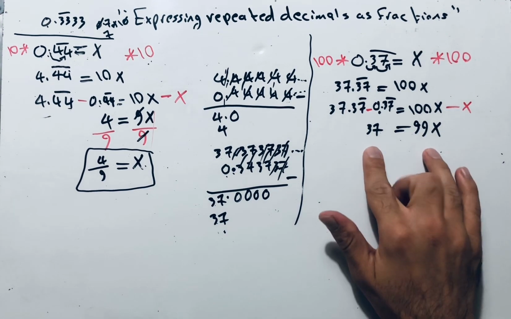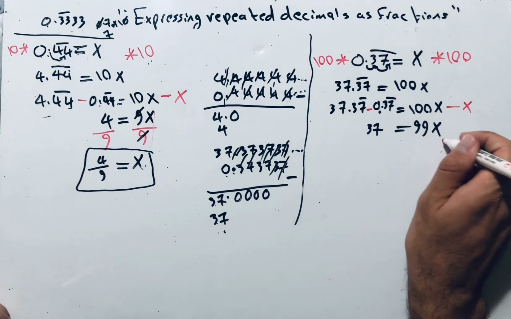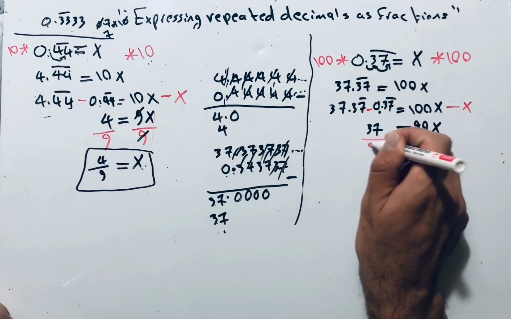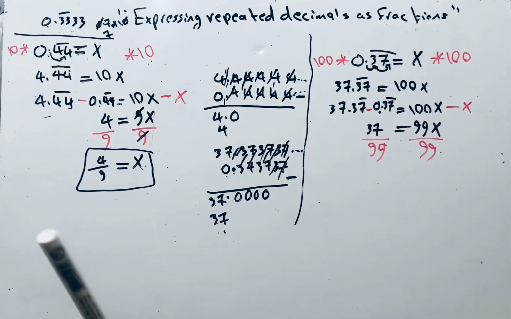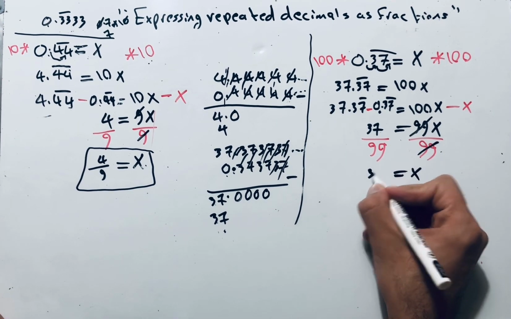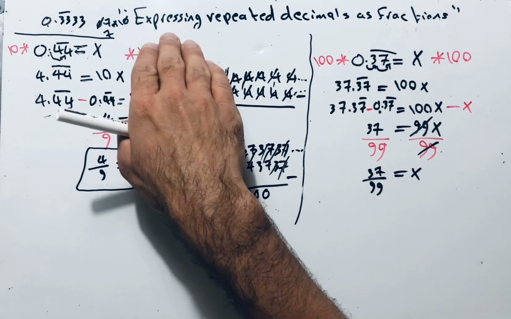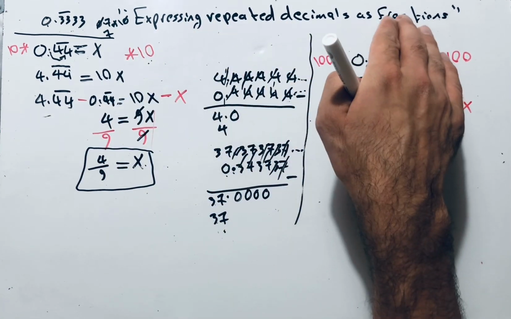All right, so now we end up with the situation again. So always we subtract by the number next to x, okay? And therefore, these two cancel each other out. So x is equal to 37 over 99. And that's how you actually convert repeated decimals to fractions.